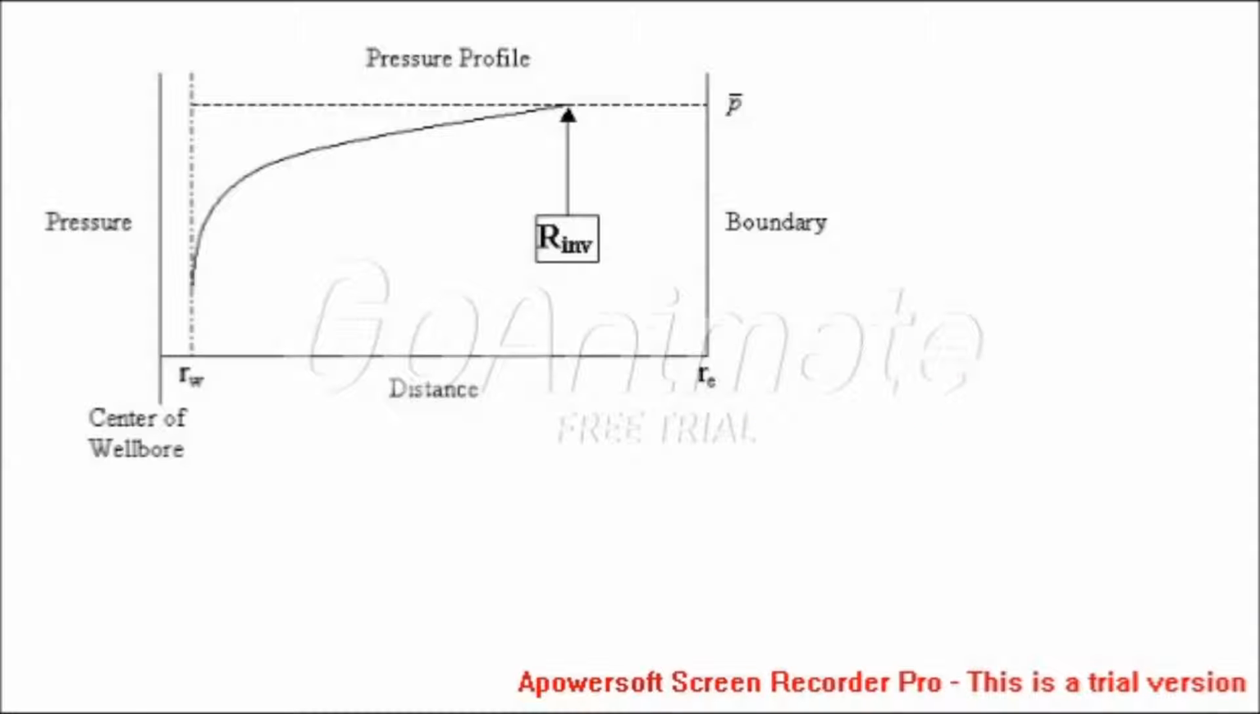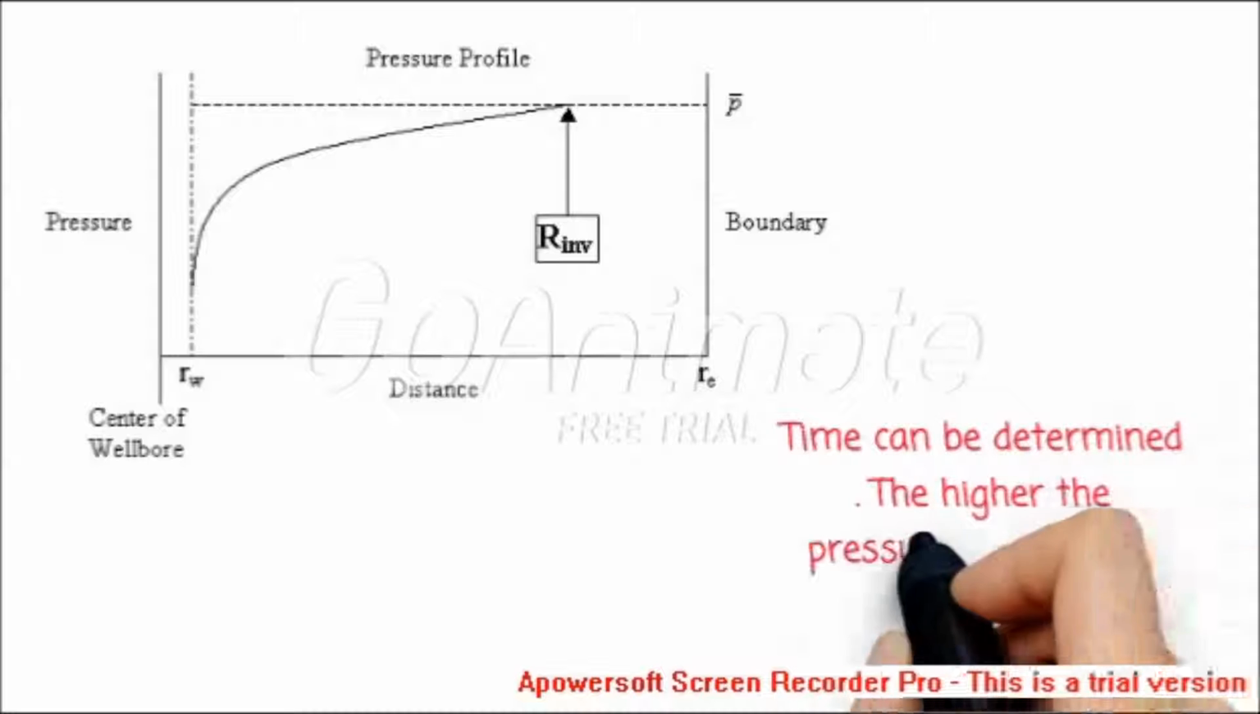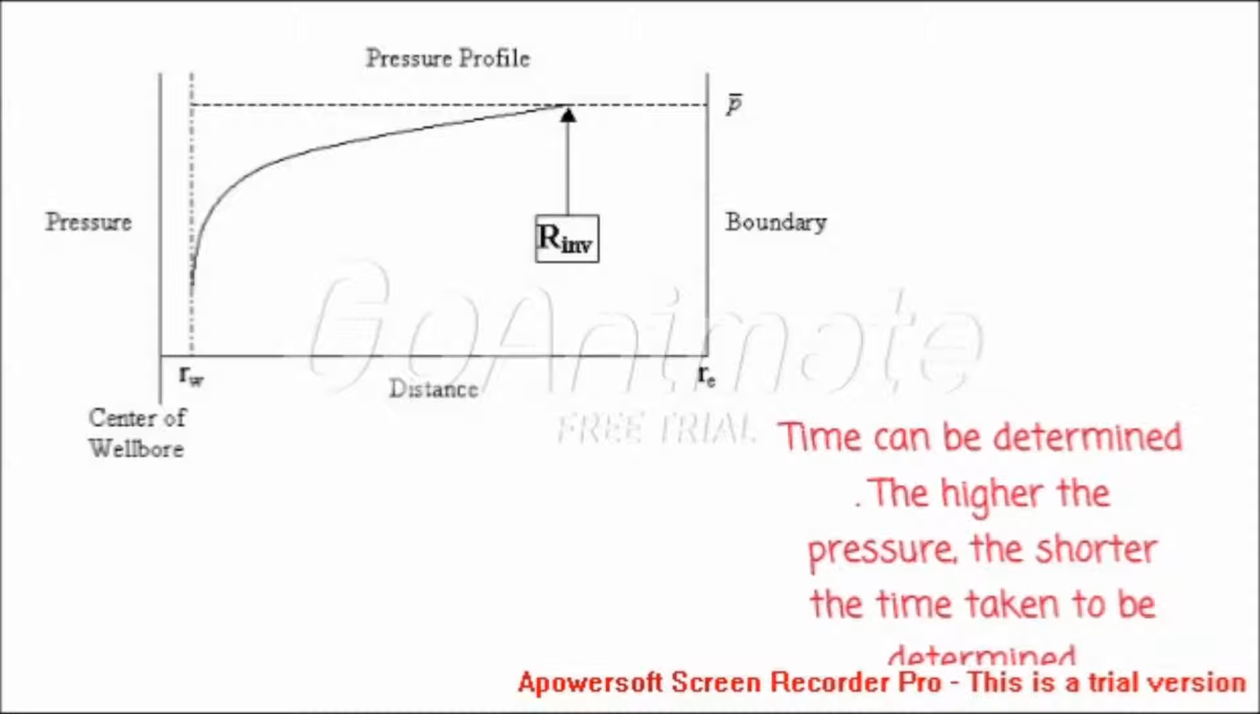Pressure starts to rise when the radius increases. The maximum pressure will be reached before the pressure stabilizes. The maximum pressure indicates the radius of investigation. The higher the pressure, the shorter the time taken to reach the radius of investigation. What can we conclude from the graph? It is very important to know the pressure when the radius of investigation is detected. From the pressure value, we can determine time.